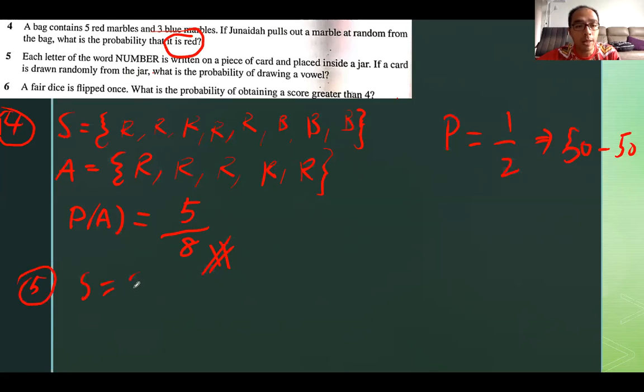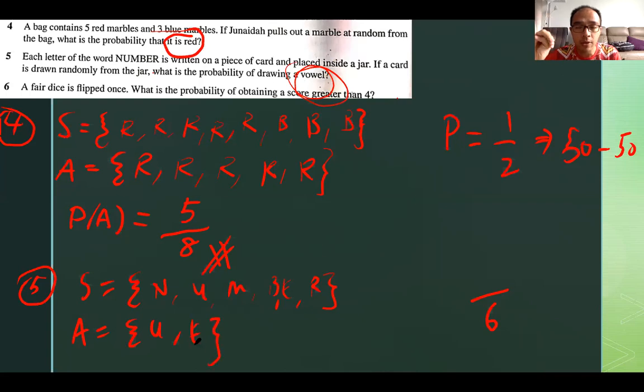So, our sample space is N, U, M, B, E, R. So how many sample spaces do we have? We have 6 sample spaces. Okay, so we know that our probability is always over 6, must. Okay, so probability of drawing a vowel. This is the event. Okay, the event is drawing a vowel. Choosing one vowel letter. What are the vowels? The vowels are U and E.